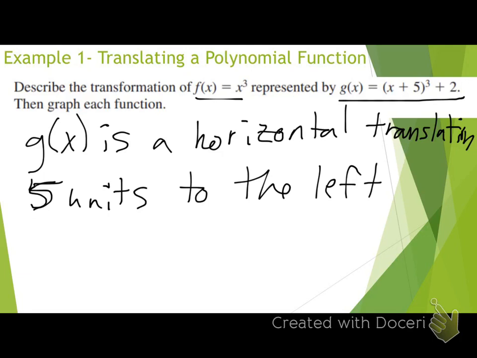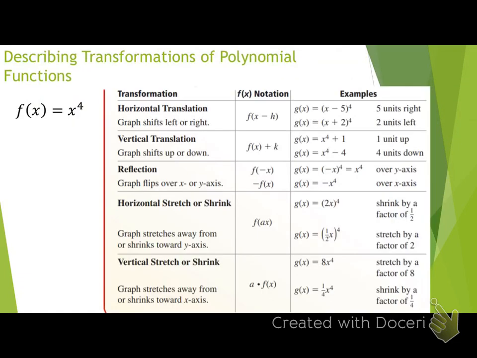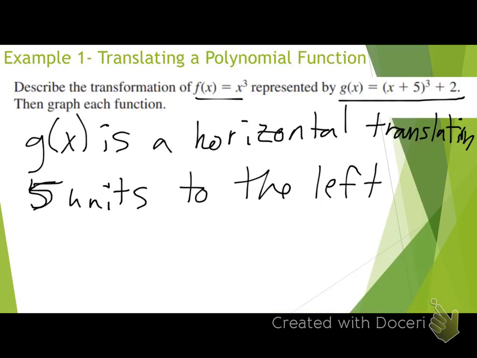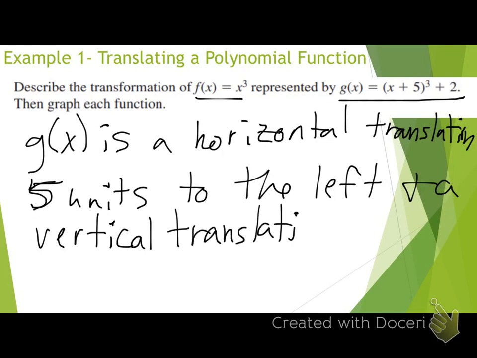Okay. I'm also adding a number outside of the parentheses. So which of these formulas looks like we're adding or subtracting something outside the parentheses? Vertical translation, right? Here, do I follow the sign or do the opposite of what it says? You follow it. Follow the sign. So if it's plus 2, am I going up 2 or down 2? Up 2. And a vertical translation 2 units up. Are those the only 2 transformations occurring here?